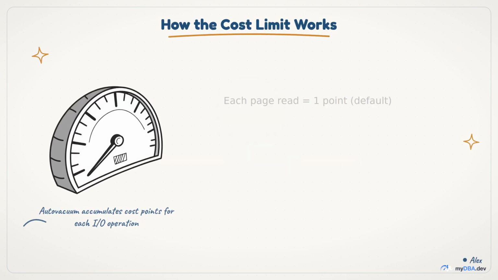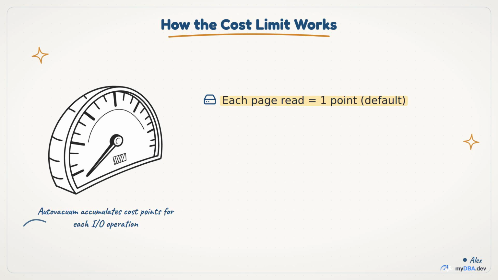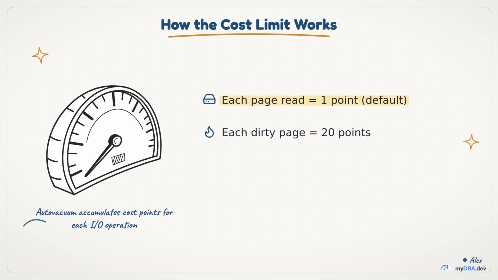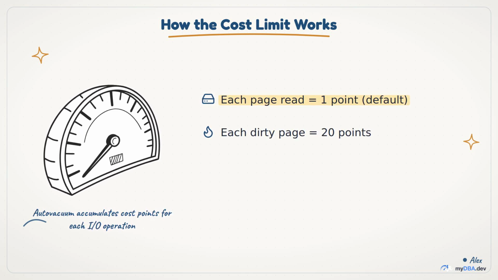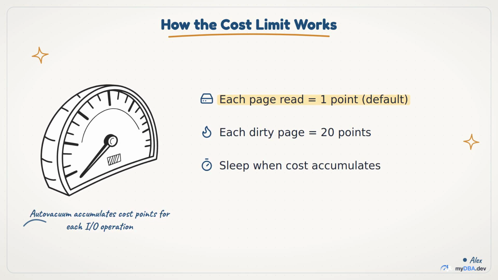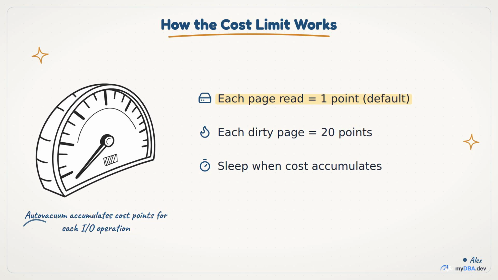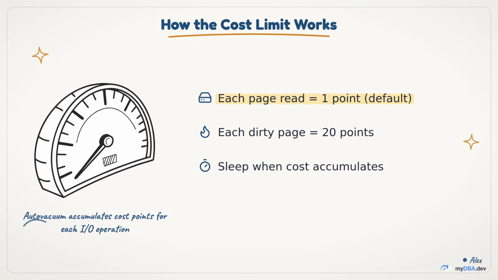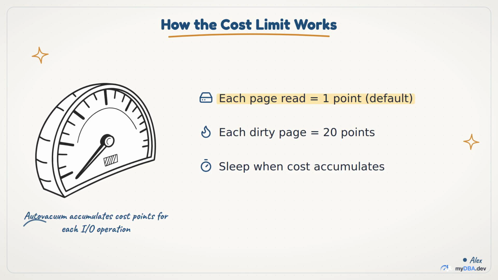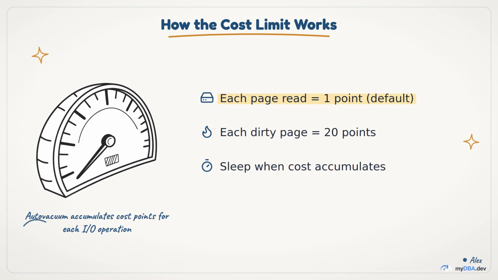Autovacuum tracks a cost budget. Every buffer it reads costs 1 point by default. That's vacuum_cost_page_hit. Every page it dirties costs 20, vacuum_cost_page_dirty. When the accumulated cost reaches the configured limit, Autovacuum sleeps for a few milliseconds to avoid overwhelming your I/O.